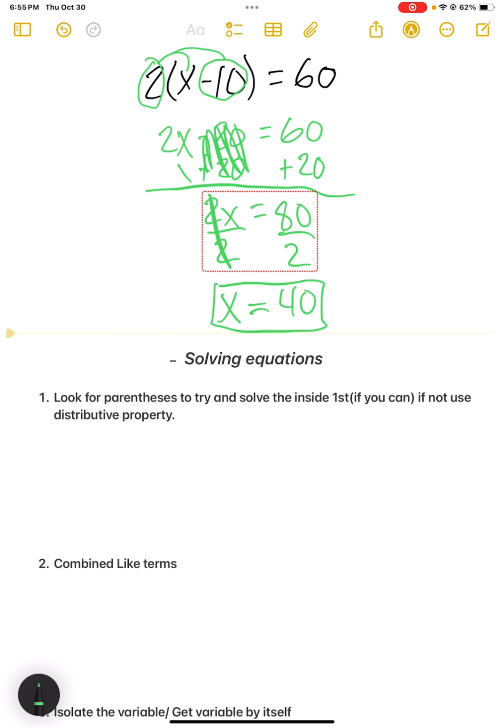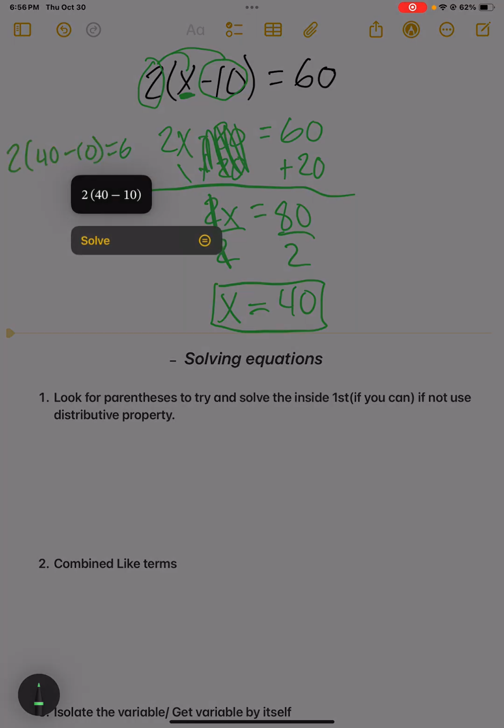Okay, so now I have an answer that I believe could work for my problem, but I'm not just going to believe that. I'm going to check it and make sure I know that I'm correct. So what do I do to check it? I take x out of the original equation up here and put in the number I think should work. So that would be 2, not 2. I mean, yes, 2, but I put 20. 2, open parentheses, 40 minus 10, close parentheses, equals 60.